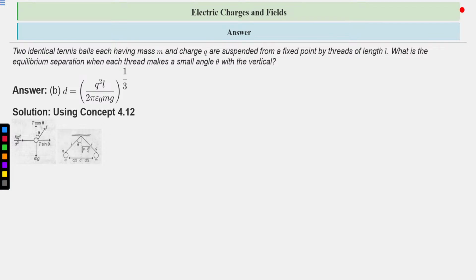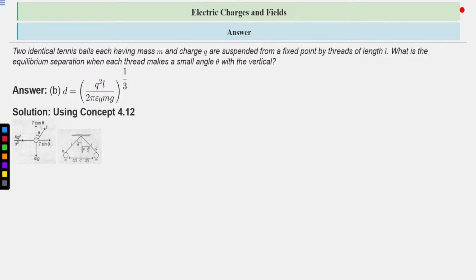which is, okay, considering this tennis ball, the tension in this thread is towards the point of suspension, this one, tension. So we'll resolve this tension into two components, T cos theta and T sin theta. And this is the mg, weight of this tennis ball, and this is the kq square upon d square, is the force experienced by this tennis ball due to this tennis ball.